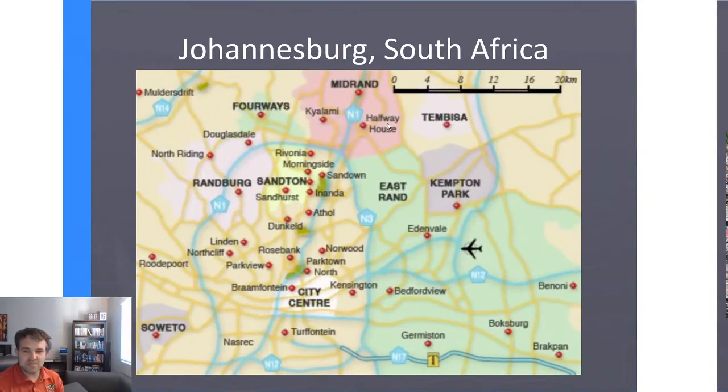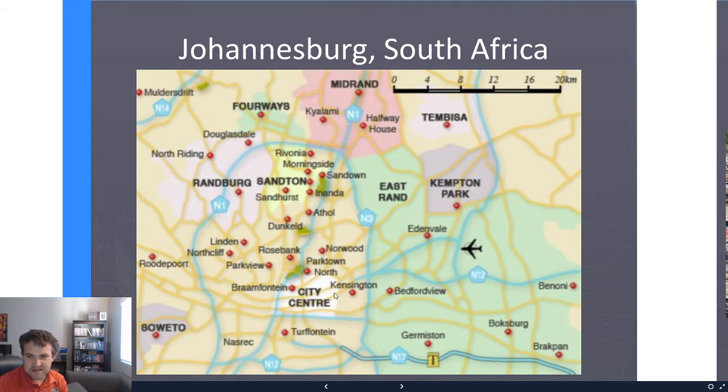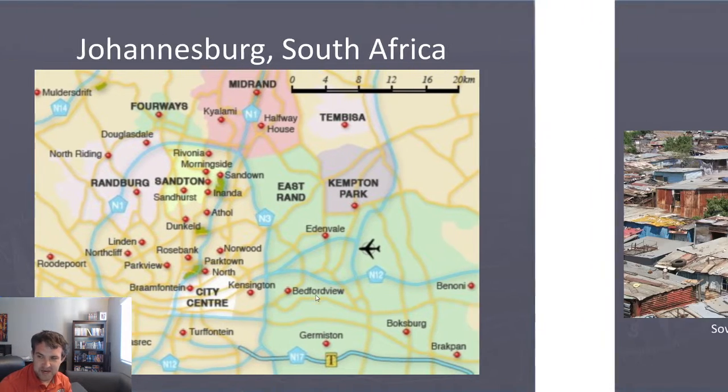Okay, and then Johannesburg, South Africa. Here's the city center. So near the city center, this is where the town's going to look pretty good, but as you get further and further away, probably Kempton Park, Tembisa, this is where the city isn't going to look so good, and a whole lot of people are going to be living in shanties. And Soweto, this is a really famous shanty town near the city of Johannesburg, and it's pretty far away from the city center, so it totally makes sense and fits the model.